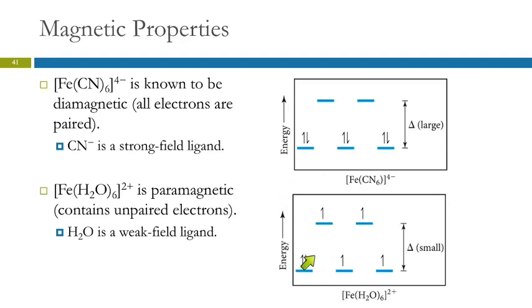So this causes a difference in whether we have all paired electrons or some unpaired electrons. So this compound is diamagnetic, and this compound is paramagnetic. These half-filled orbitals, these unpaired electrons, will be attracted to a magnetic field. When we have all paired up electrons, they're slightly repelled by a magnetic field. So this is called diamagnetic, and I get those backwards, diamagnetic and paramagnetic.